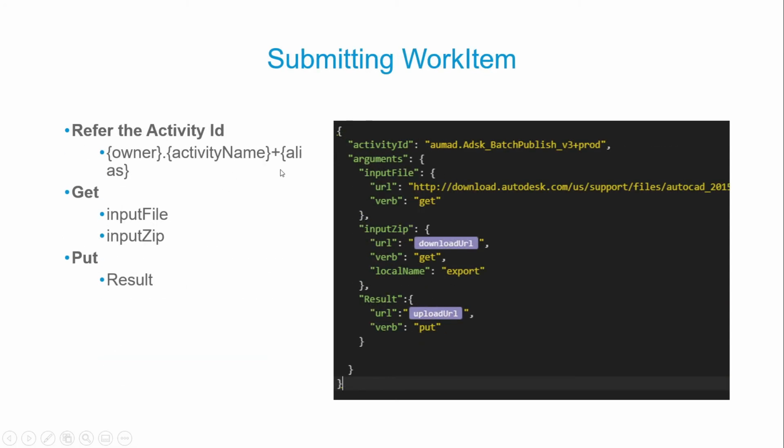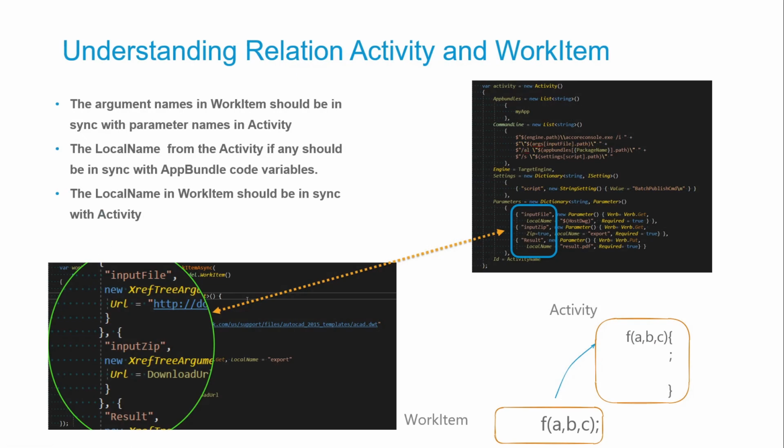Once the activity is prepared, we'll call the work item. We will require one template drawing that I'm downloading from the Autodesk servers, and this download URL is from OSS. I also prepared a signed URL to enable the design automation to put the PDF into that upload URL. So it's important to understand the relation between activity and work item. The argument names in the work item should be in sync with the activity, and any local names used in the activity should be synced with the bundle code.